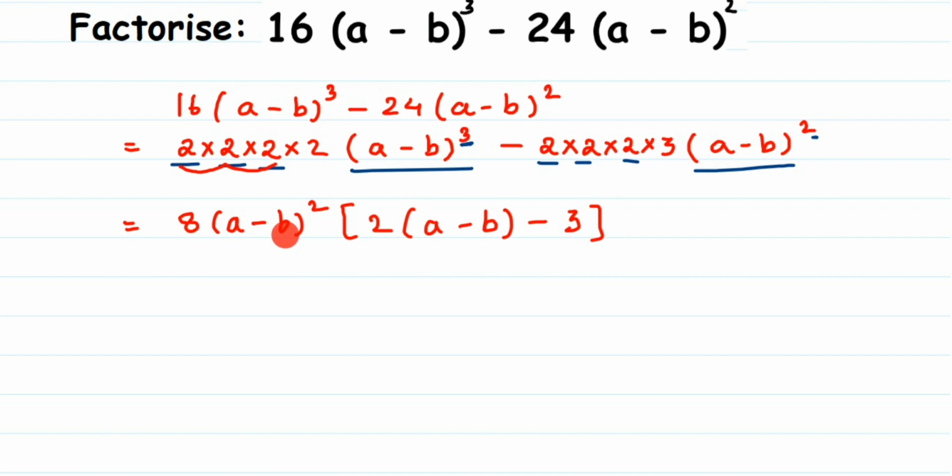So this is the answer. So this is equal to, I'm just rewriting this, 8 into a minus b whole square into 2 into a minus b minus 3 is the answer. So I hope this one is clear. Now let's go to the next question.